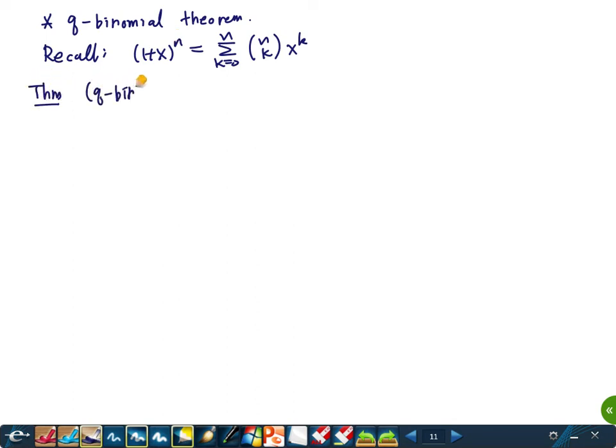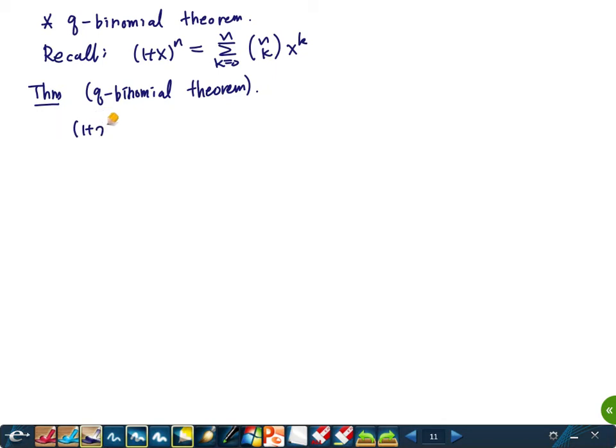All right? So recall, 1 plus x to the n is equal to the sum over k from 0 to n of n choose k times x to the k. So this is the binomial coefficient, and this is the reason why it's called the binomial coefficient. It is a coefficient, and it's binomial in this binomial expansion. We have a Q version of this. It's called the Q binomial theorem, a very useful theorem in Q series.